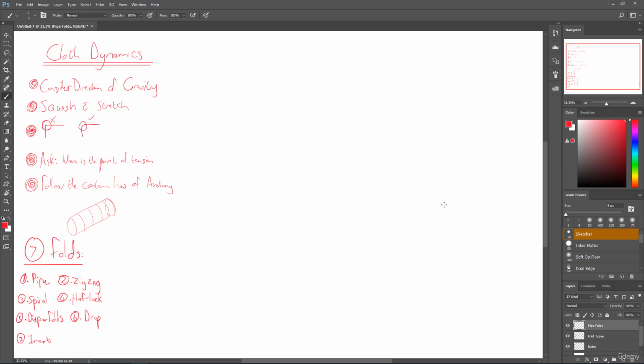So pipe folds really occur when the fabric is being draped, usually at quite a length. A good example is thinking about curtains. When the fabric is draped, thinking about that gravity direction, let's keep it simple for now. We won't put any pipe folds in here, right? Assuming this is a curtain type of draping.